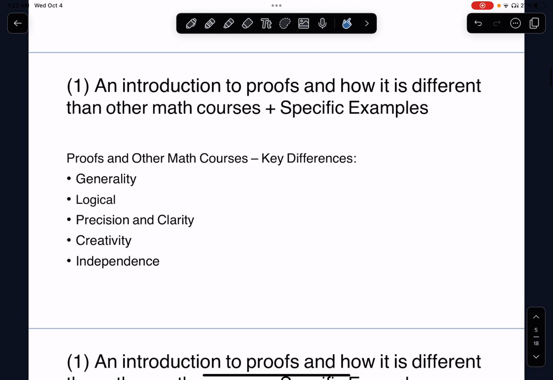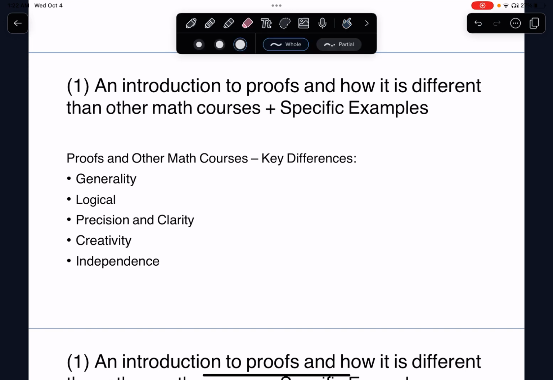So there are, I guess, 5 key differences that I list here of proofs compared to other math courses: generality, the fact that they're logical, precision and clarity, creativity, and interdependence.